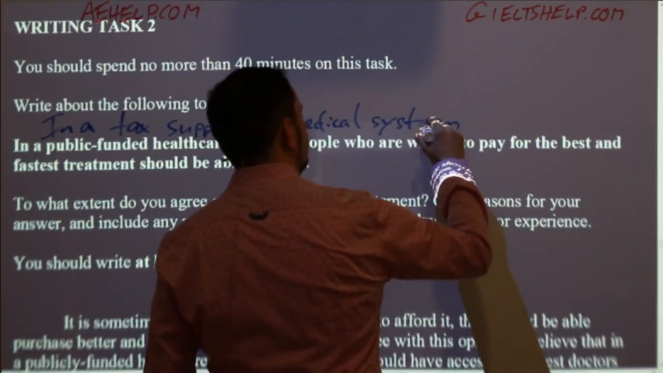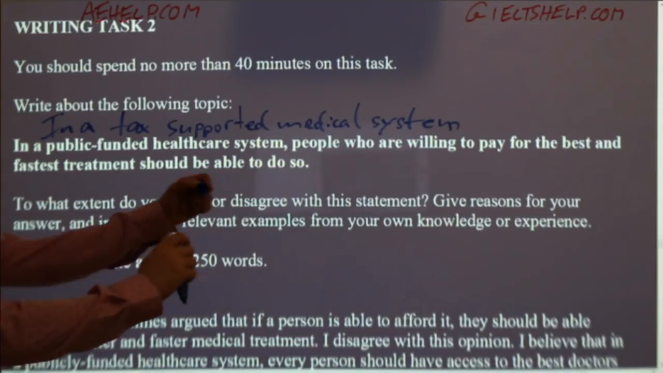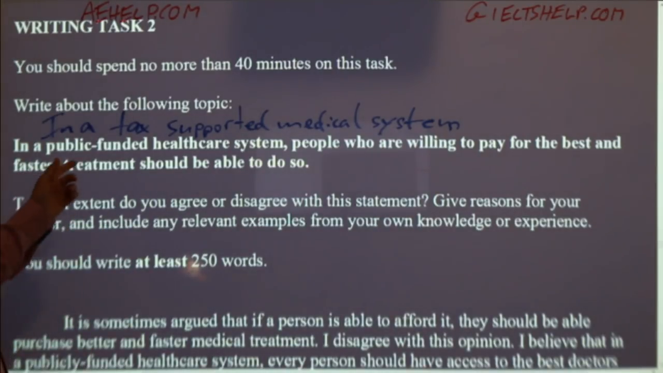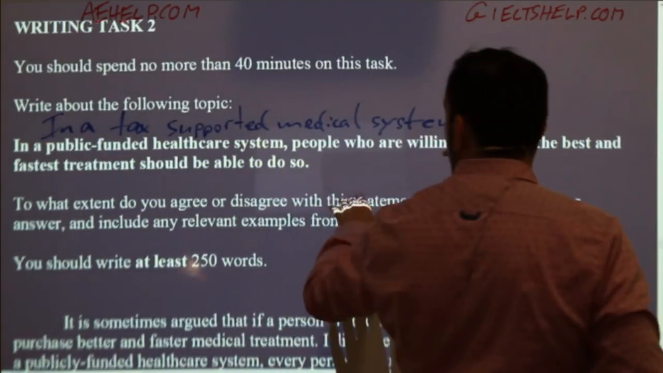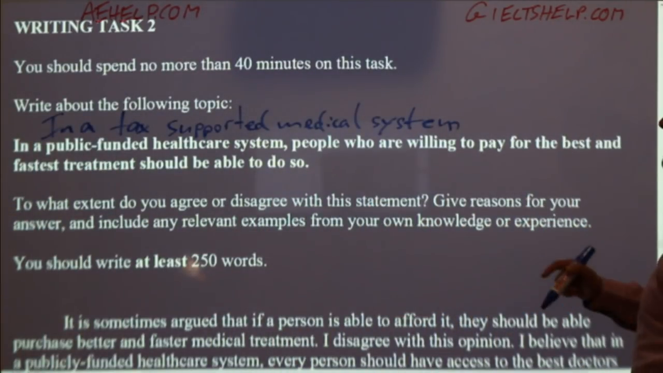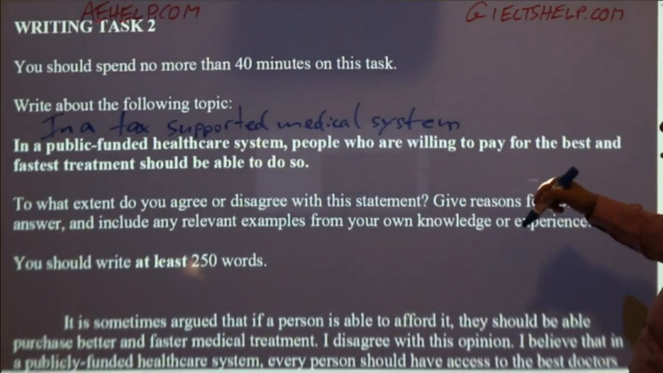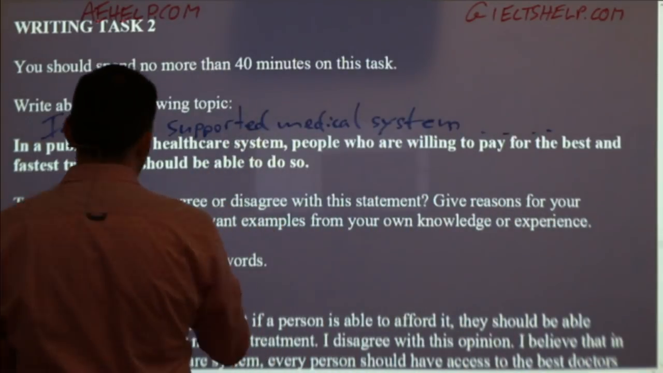So again, you want to practice this at home. I usually give students a chance to paraphrase, but this time, again, I'm moving nice and smooth so I can show you that we can pretty much do this in 40 minutes, no problem, if we know what we're doing. So in a tax-supported medical system, people who want to pay for the best and fastest care should be allowed. Okay, so that's my paraphrase. To what extent? How much do I agree?